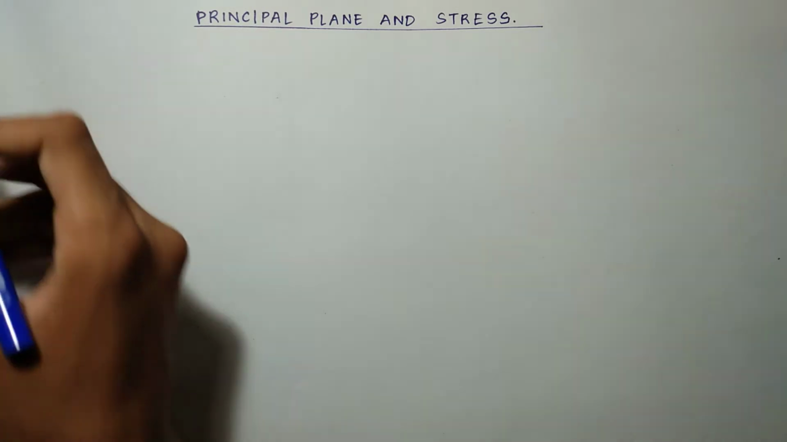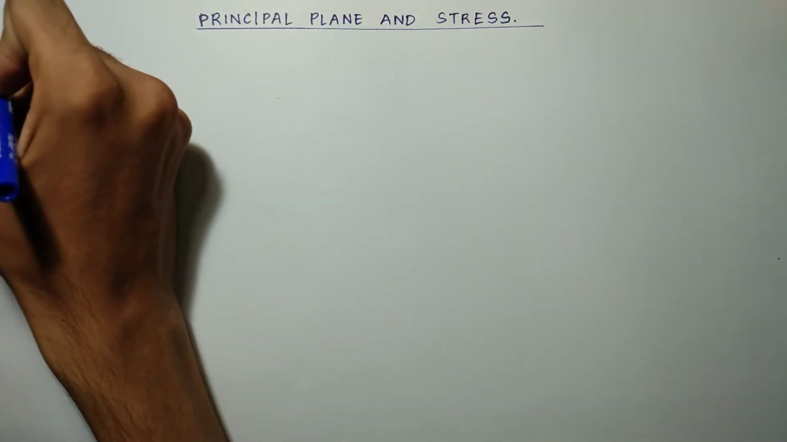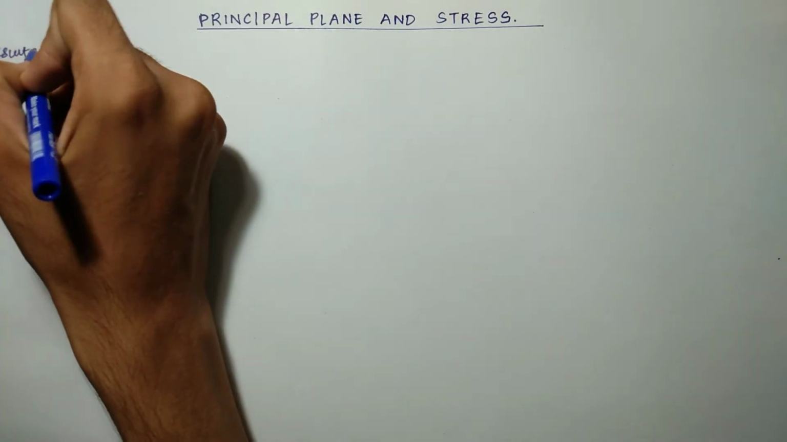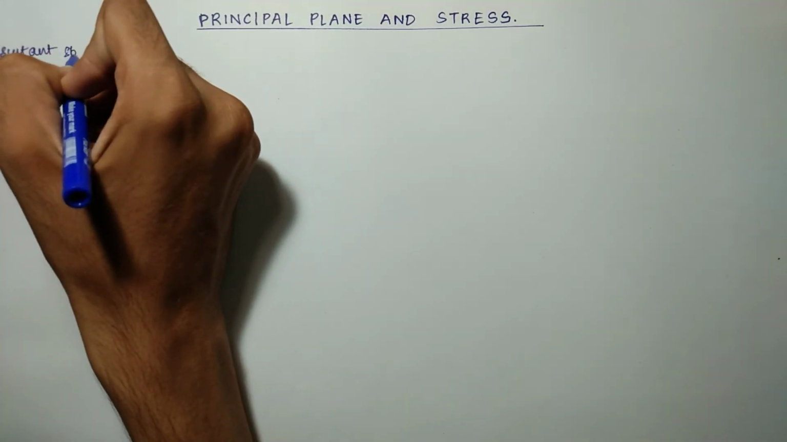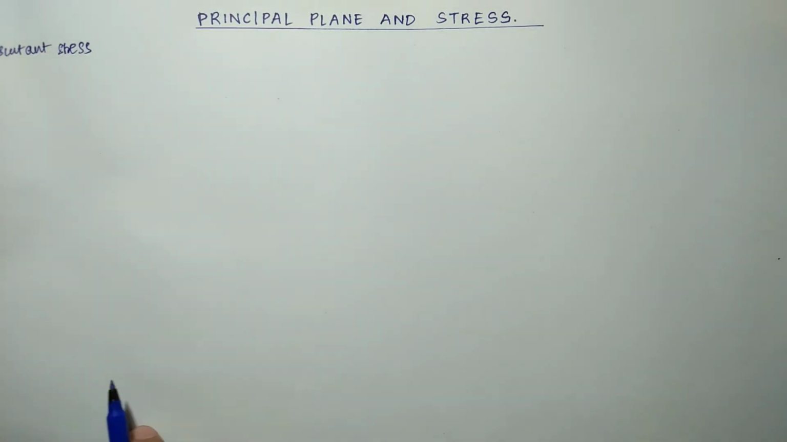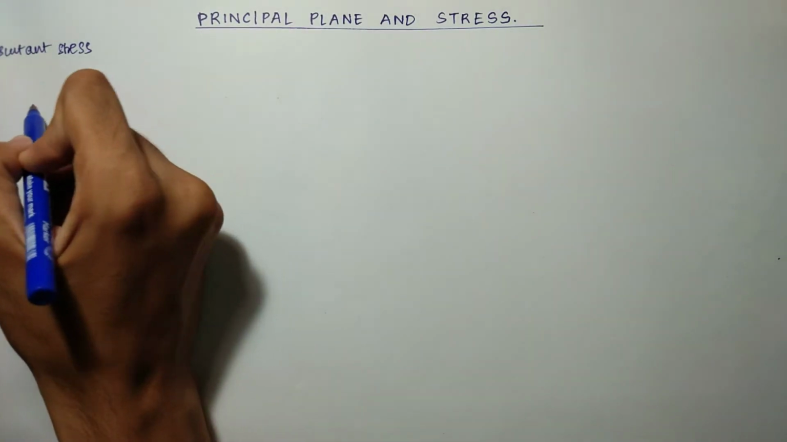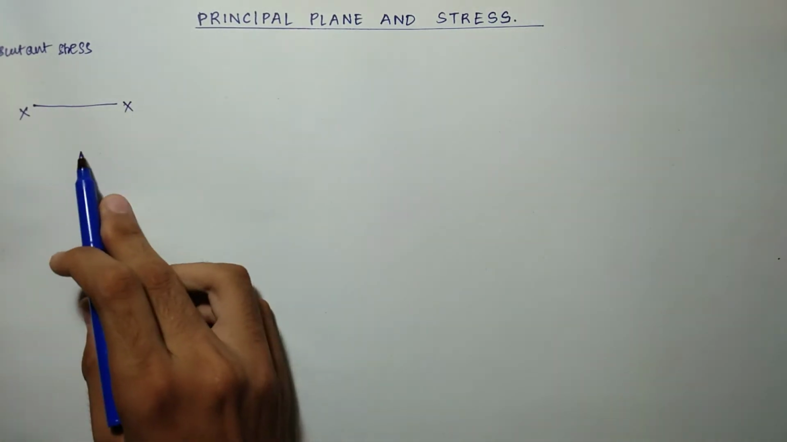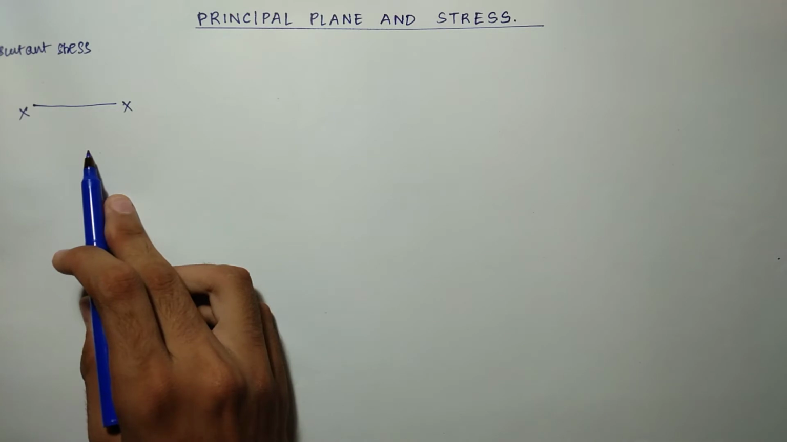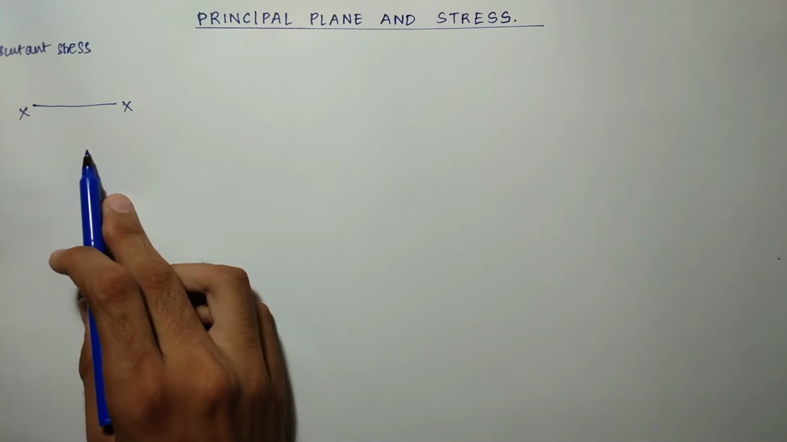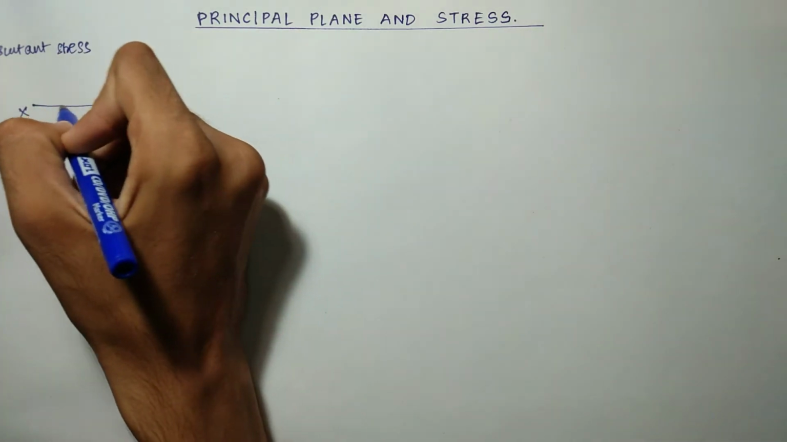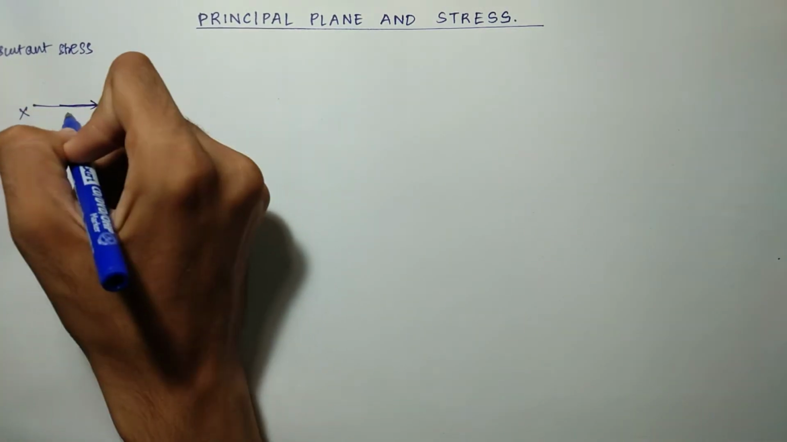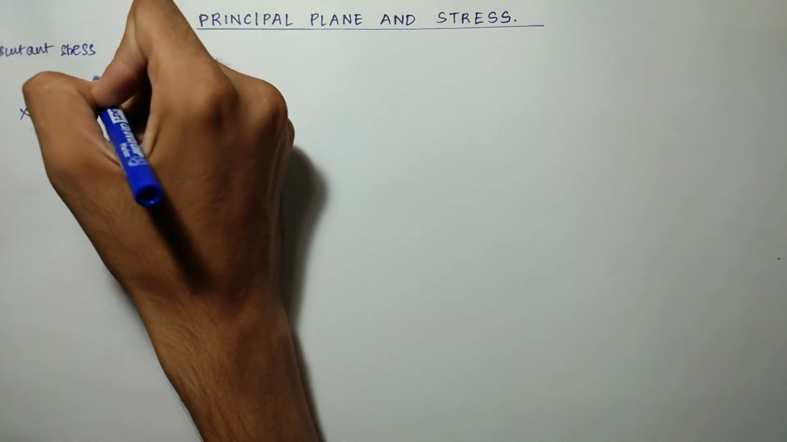So first is regarding the resultant stress. Whenever any plane XX is subjected to stress, we can take two components of the stress into consideration. One is the tangential component and another is the normal component. Let us suppose that the tangential component is this and the normal component is this.